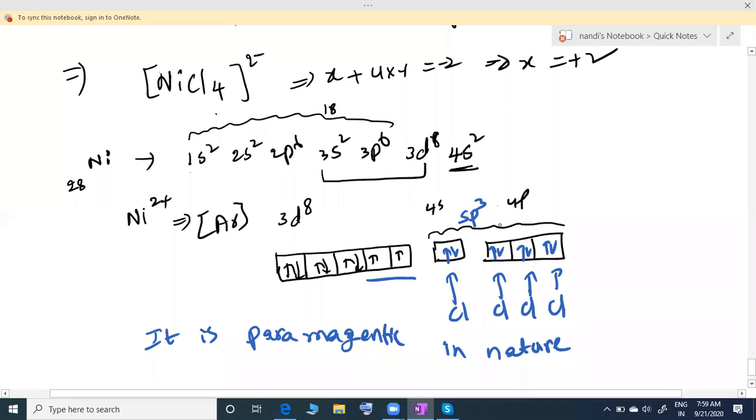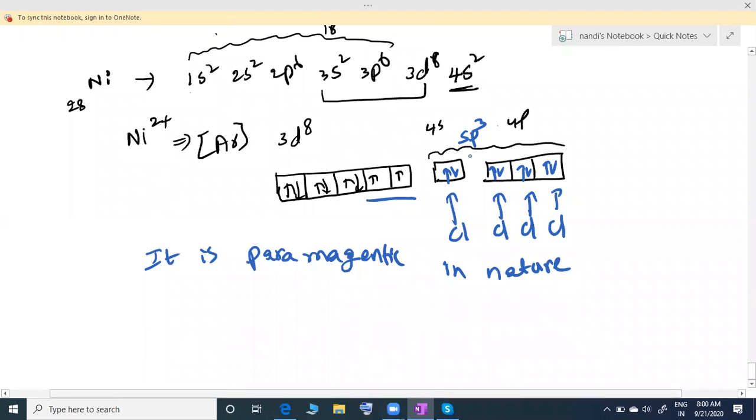Do outer orbitals or inner orbitals participate here? Is there any n-1 orbital? N means fourth shell, n-1 means third shell. So here the d orbital before that does not participate. Only valence shell orbitals, ns and np, participate, not the d orbital. So we call this an outer orbital complex.